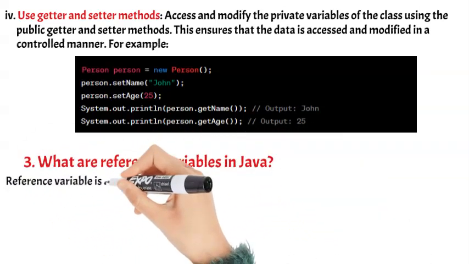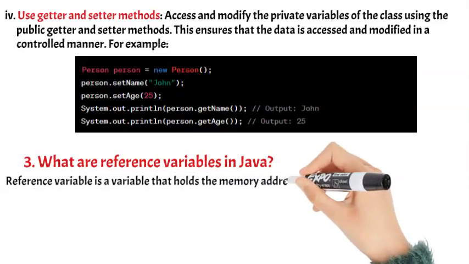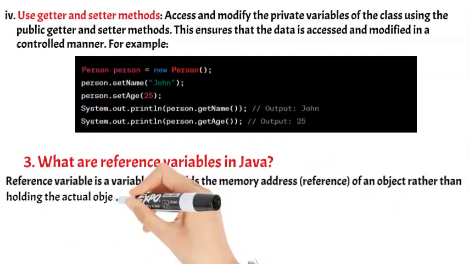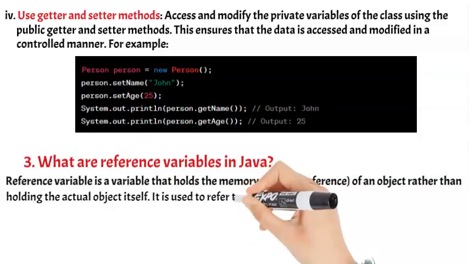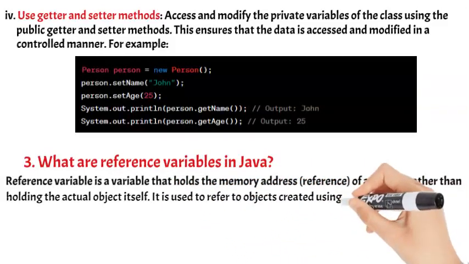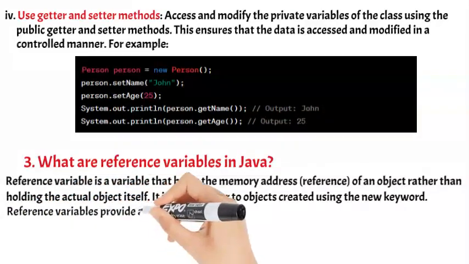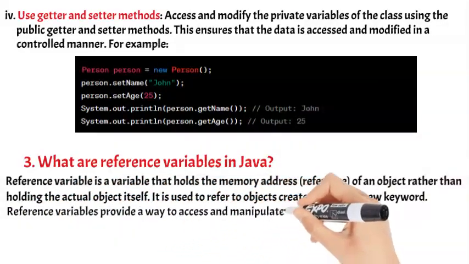3. What are reference variables in Java? Reference variable is a variable that holds the memory address reference of an object rather than holding the actual object itself. It is used to refer to objects created using the new keyword. Reference variables provide a way to access and manipulate objects in Java.